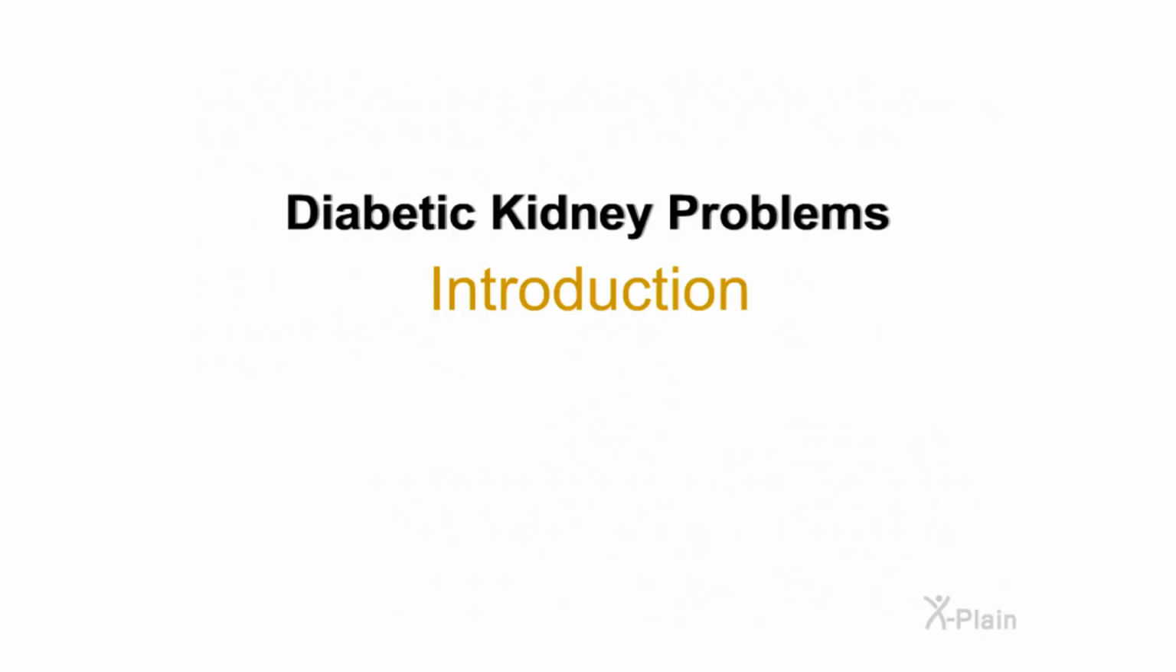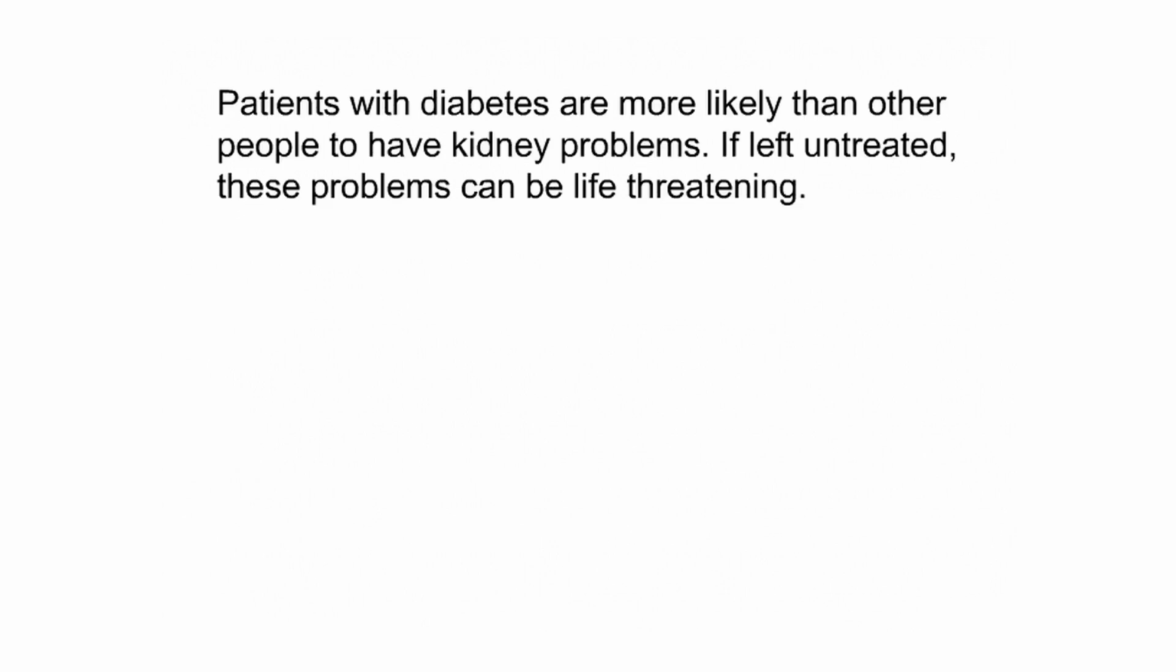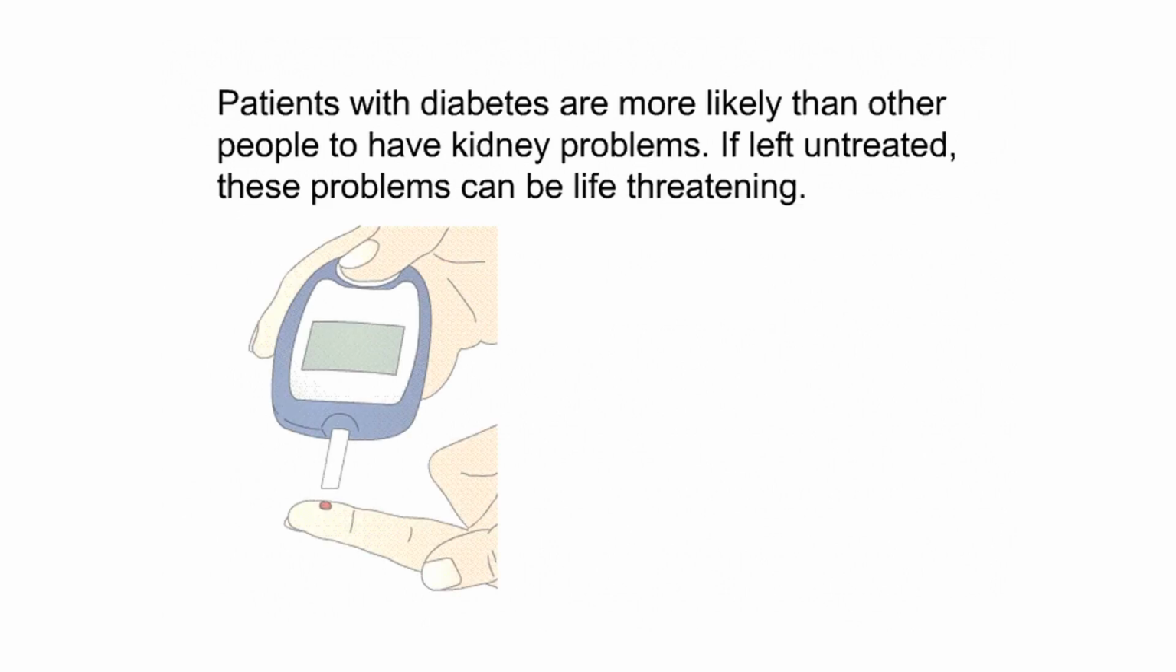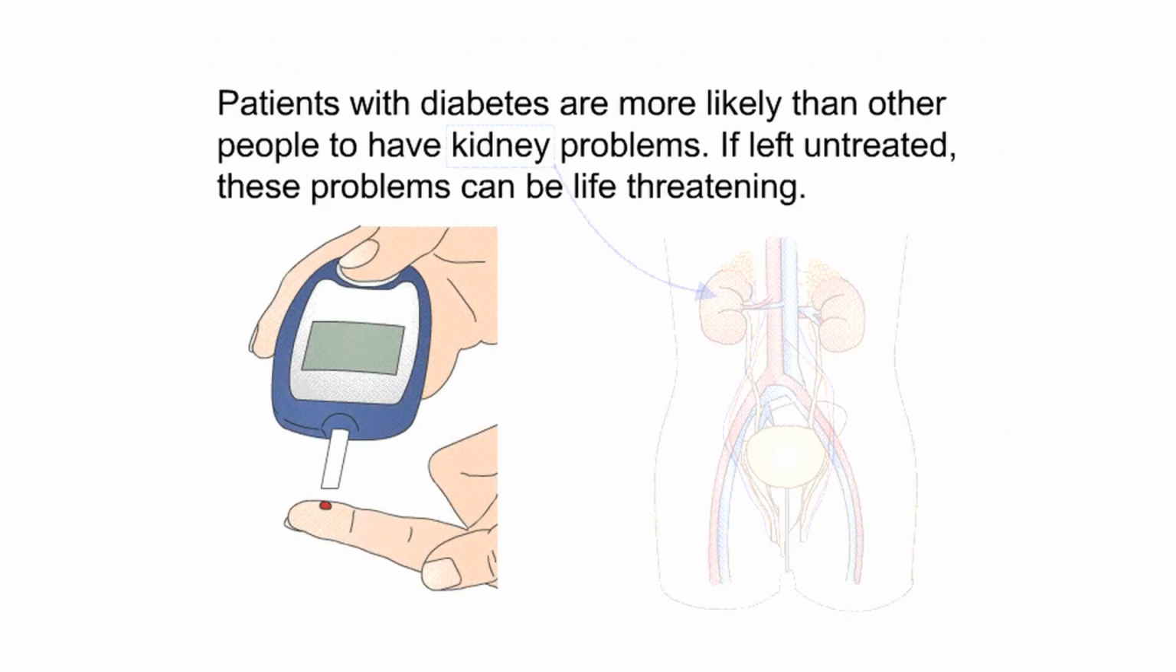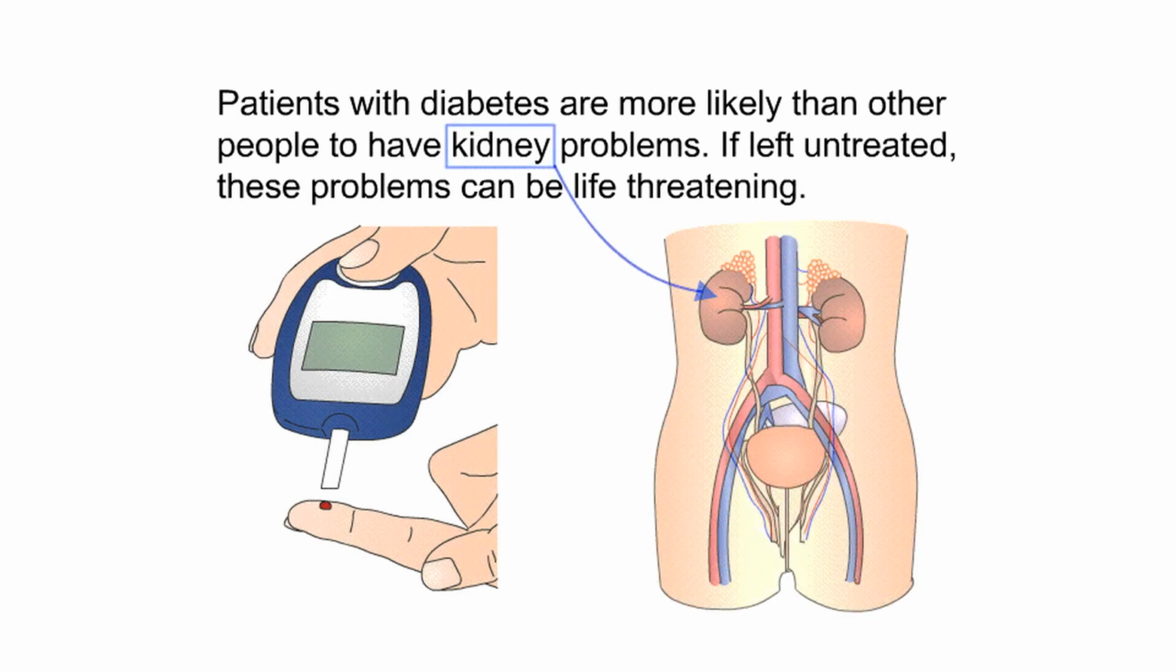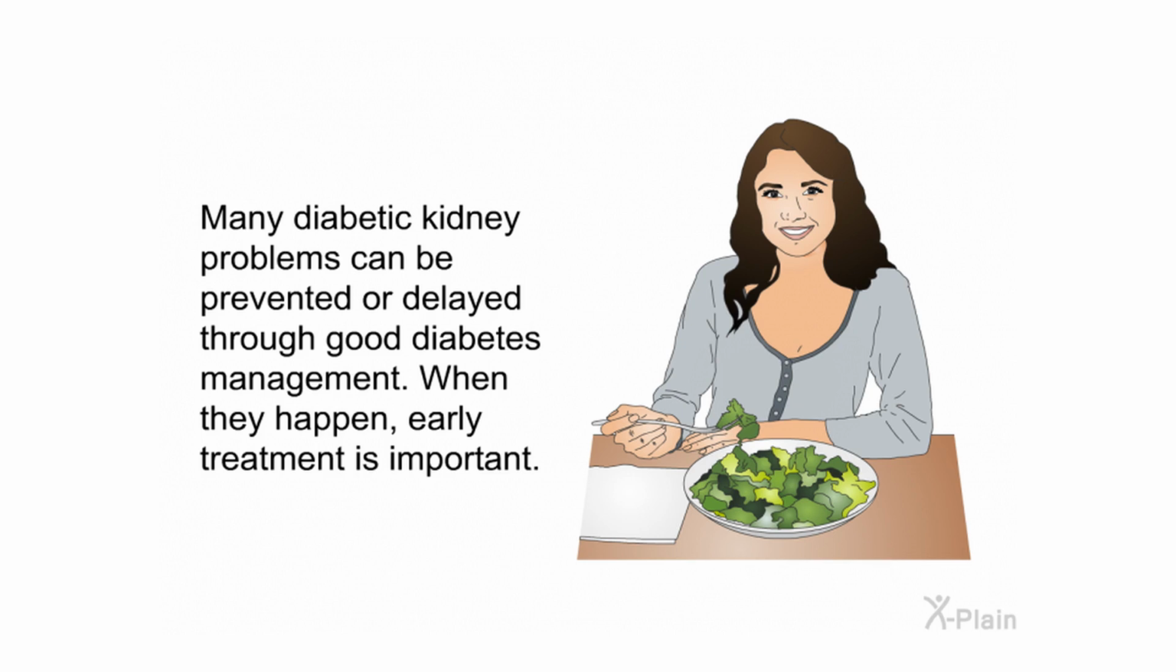Diabetic Kidney Problems. Introduction. Patients with diabetes are more likely than other people to have kidney problems. If left untreated, these problems can be life-threatening. Many diabetic kidney problems can be prevented or delayed through good diabetes management. When they happen, early treatment is important.